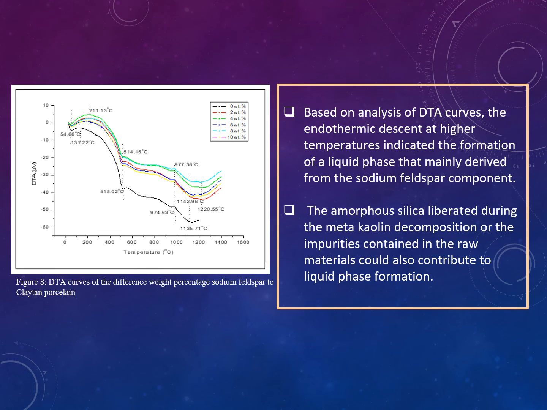Figure 8 shows the DTA curve of the different weight percentages of feldspar in CLAYTAN porcelain. Based on analysis of the DTA curve, the exothermic result at higher temperature indicates the formation of a liquid phase that mainly derives from the sodium feldspar component. The amorphous silica liberated during the metakaolin decomposition, or the impurities contained in the raw materials, could also contribute to liquid phase formation.